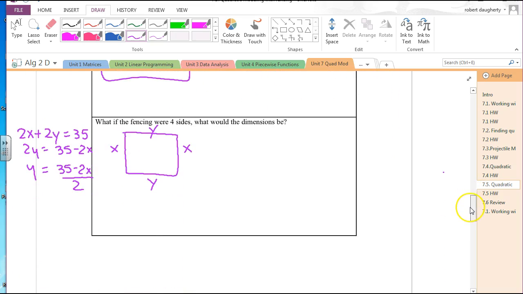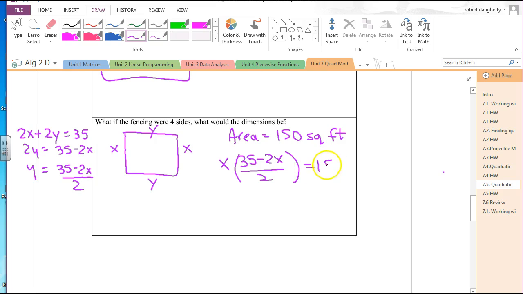Area was 150. So I need to figure out area is equal to 150 square feet. So the area is x times (35 minus 2x) over 2 equal 150. Now what is it about this equation you don't like? How can we get rid of the fraction?